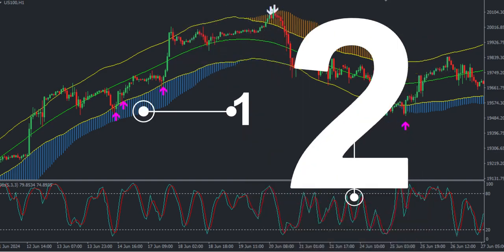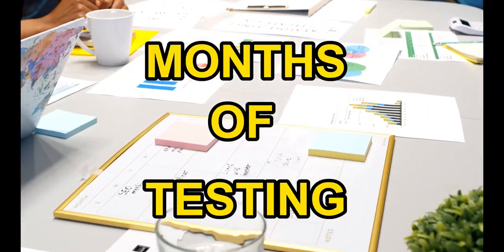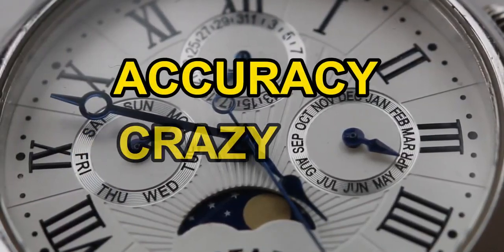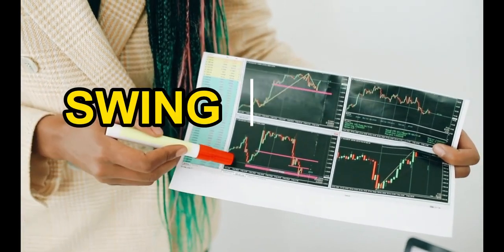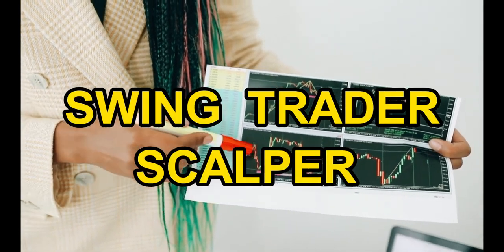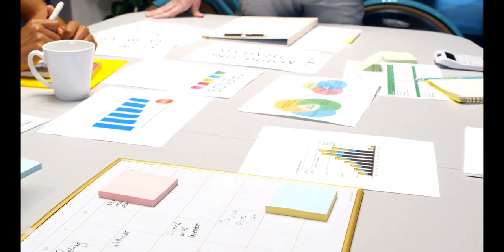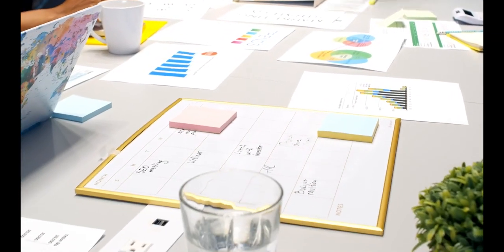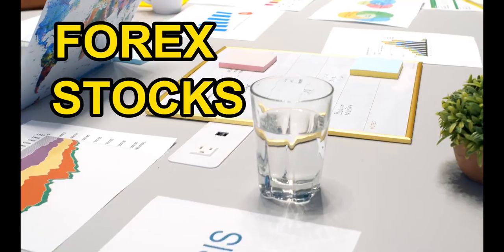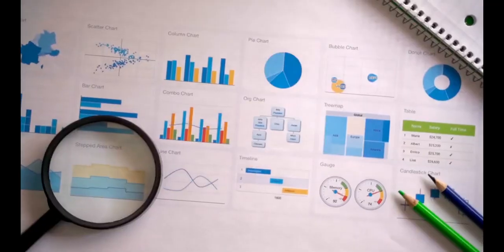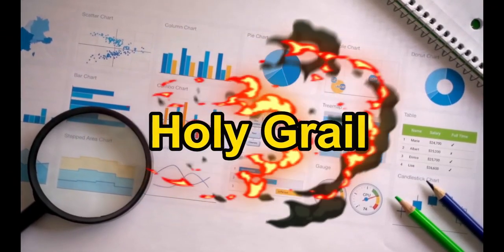These two indicators delivered incredible results after months of testing them in different market conditions, and their accuracy has been astonishing. So if you are a swing trader or scalper, these indicators will work perfectly. And the most important bit, they can work in all markets, including the forex market, the stock market, indices, and even crypto. So guys, if you have been searching for the holy grail, this is it.